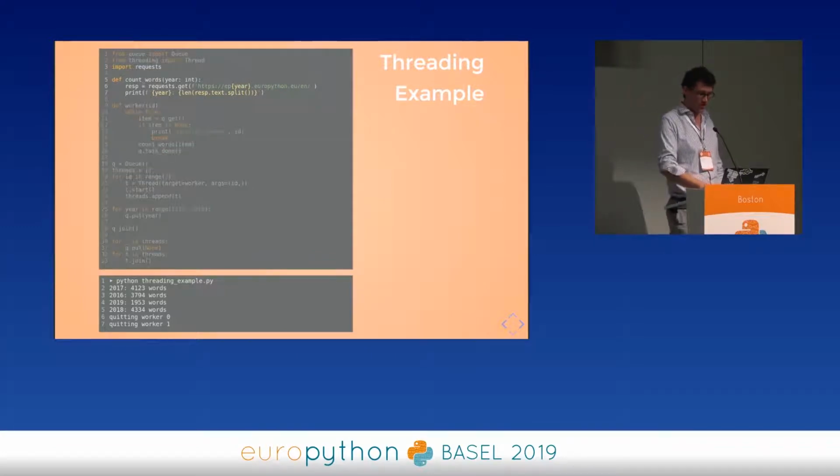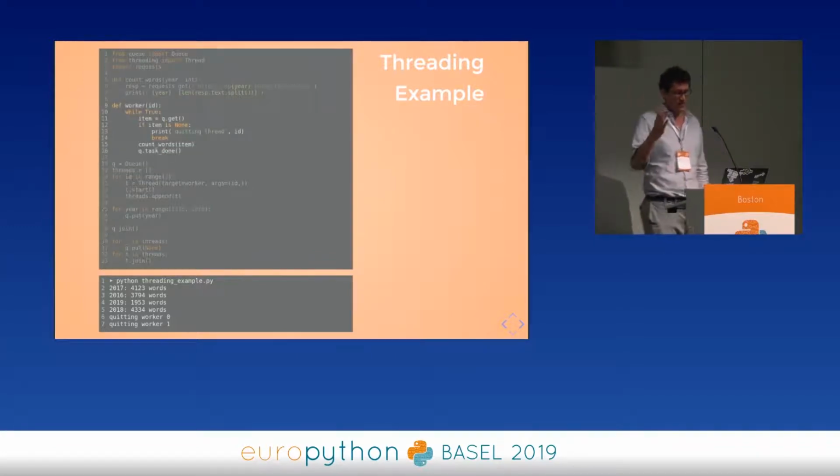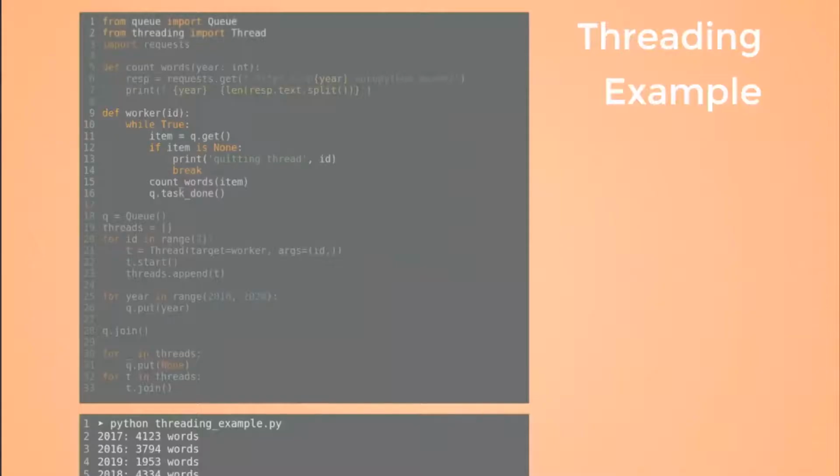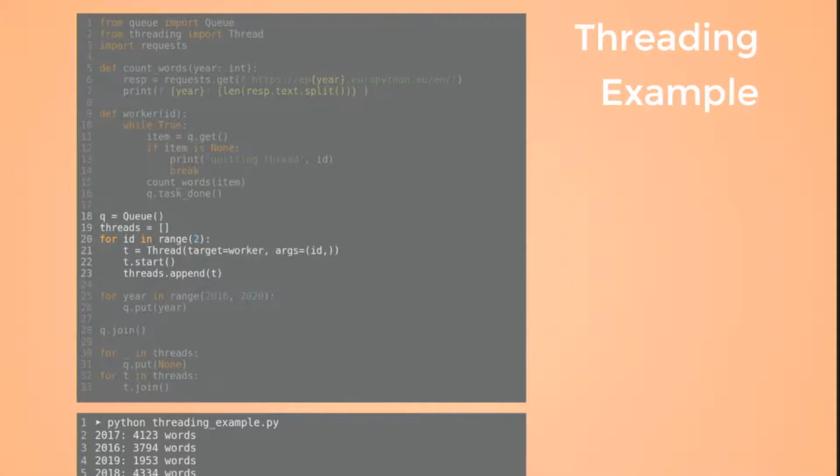So we have the same function as before. We have exactly the same worker, except we say quitting thread instead of quitting worker. The difference is our imports. We're importing here from queue and from threading to use those versions rather than the multiprocessing variants. This is all basically the same, except obviously line 21, where we create the thread. We're creating a secondary subthread within the same Python process instead of creating multiple processes.